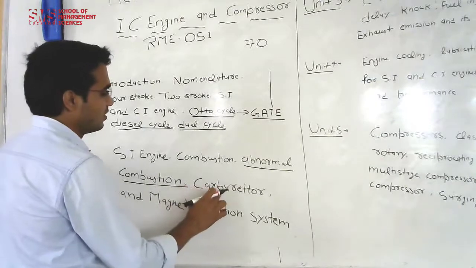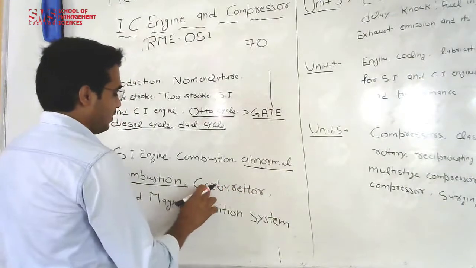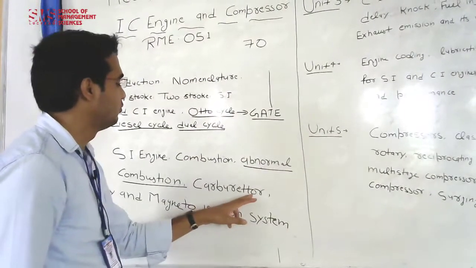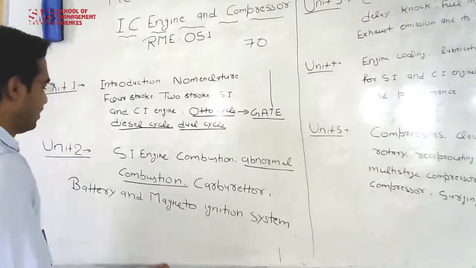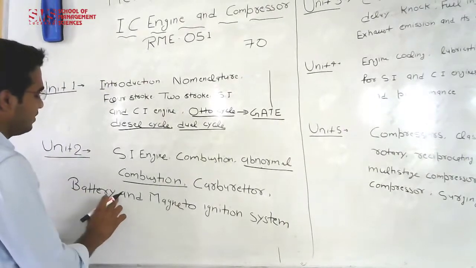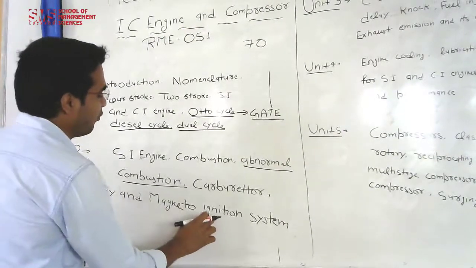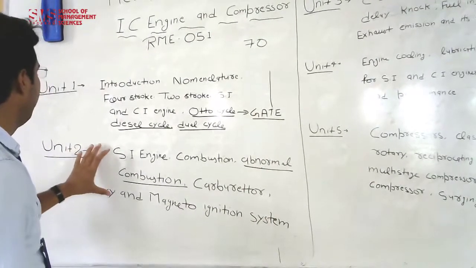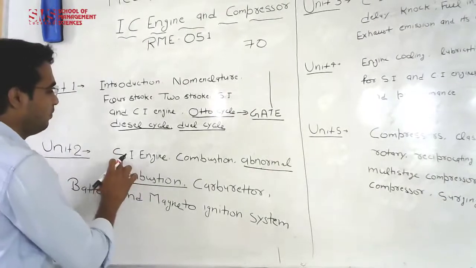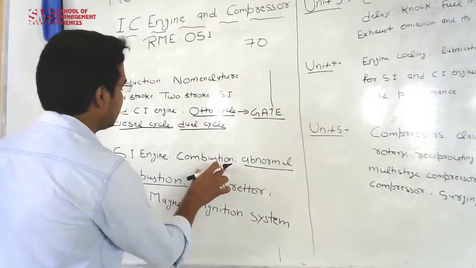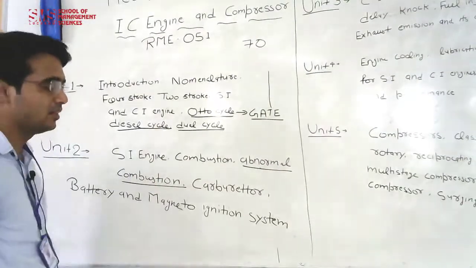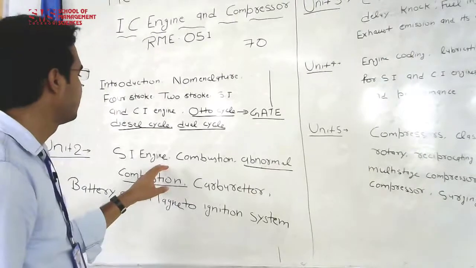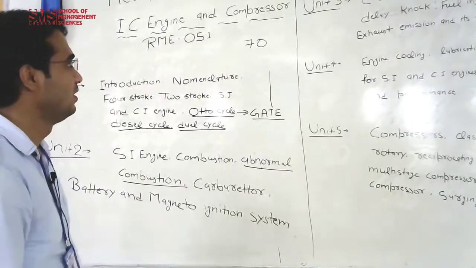The next topic is carburetor. We will study the function of carburetors and the different parts used in carburetors. Then we will study the battery and magneto ignition system. The conclusion of Unit 2 is that we will study the combustion process in SI engine and the factors which affect the combustion process in SI engine.